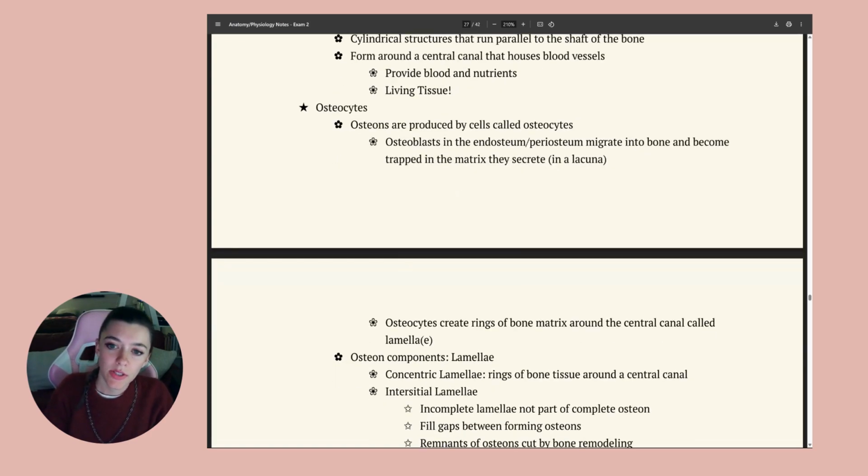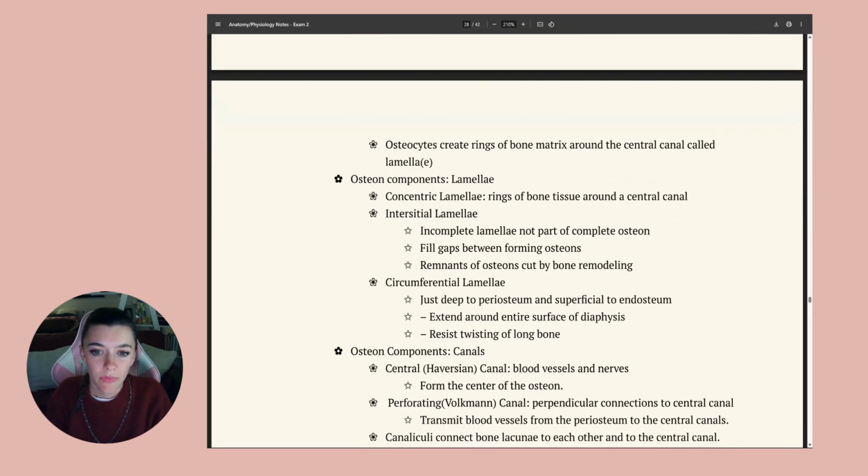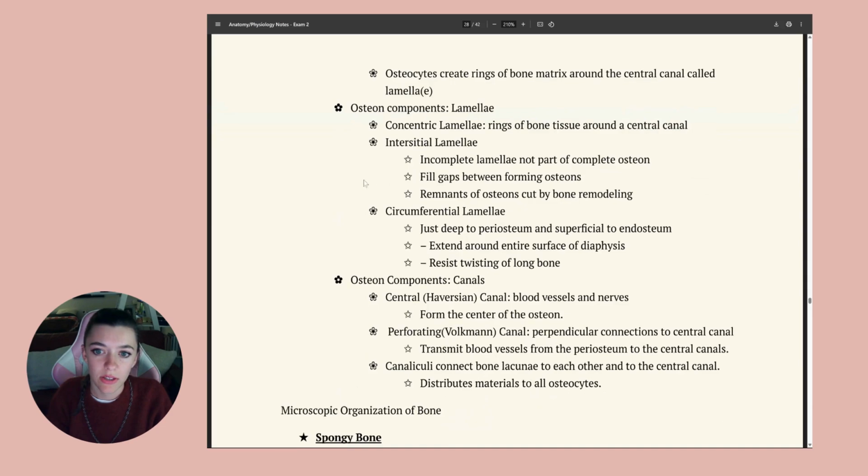Osteocytes. Osteons are produced by cells called osteocytes. Osteoblasts in the endosteum and periosteum migrate into bone and become trapped in the matrix they secrete, in a lacuna. Osteocytes create rings of bone matrix around the central canal called lamellae. And then osteon components, lamellae, we're going to get into that now.